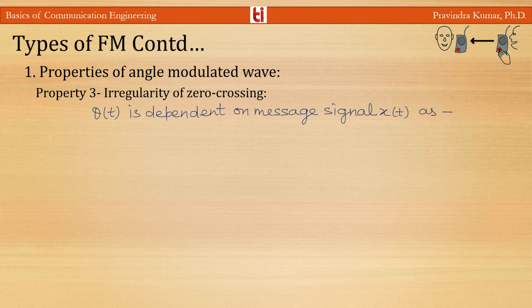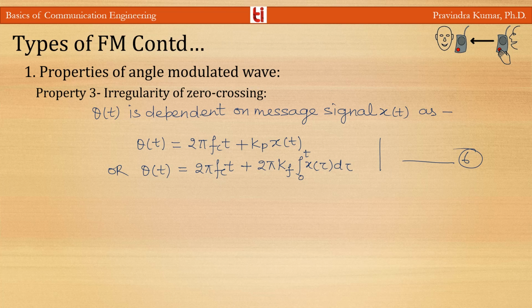Since theta(t) depends on the message signal x(t), theta(t) is equal to 2 pi fc t plus kp x(t), or you can say 2 pi fc t plus 2 pi kf integral from 0 to t of x(tau) d tau. This is theta(t) for the phase modulation, and this is theta(t) for the frequency modulation. From this equation we can say that the zero crossings of the FM and PM wave will not have perfect regularity in the spacing between the zero crossings.